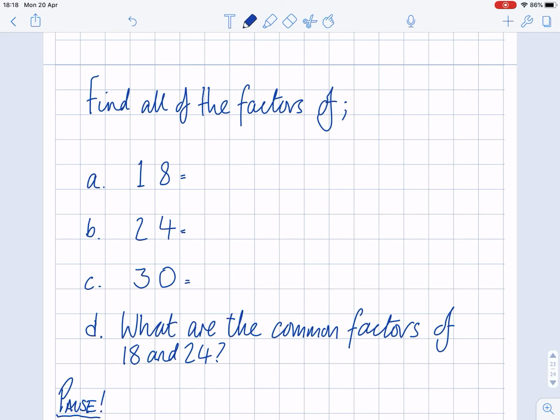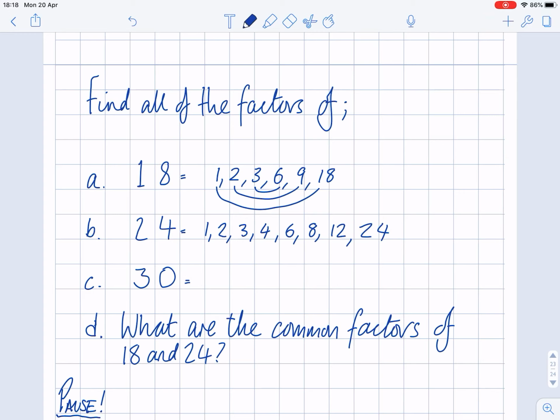Okay, great. So, factors of 18 were 1, 2, 3, 6, 9, and 18. And the pairs were 1 and 18, 2 and 9, 3 and 6. The factors of 24, quite a lot for 24. 1, 2, 3, 4, 6, 8, 12. 12 is half of 24, so I can go straight to 24. And my factor pairs, 1 and 24, 2 and 12, 3 and 8, 4 and 6.